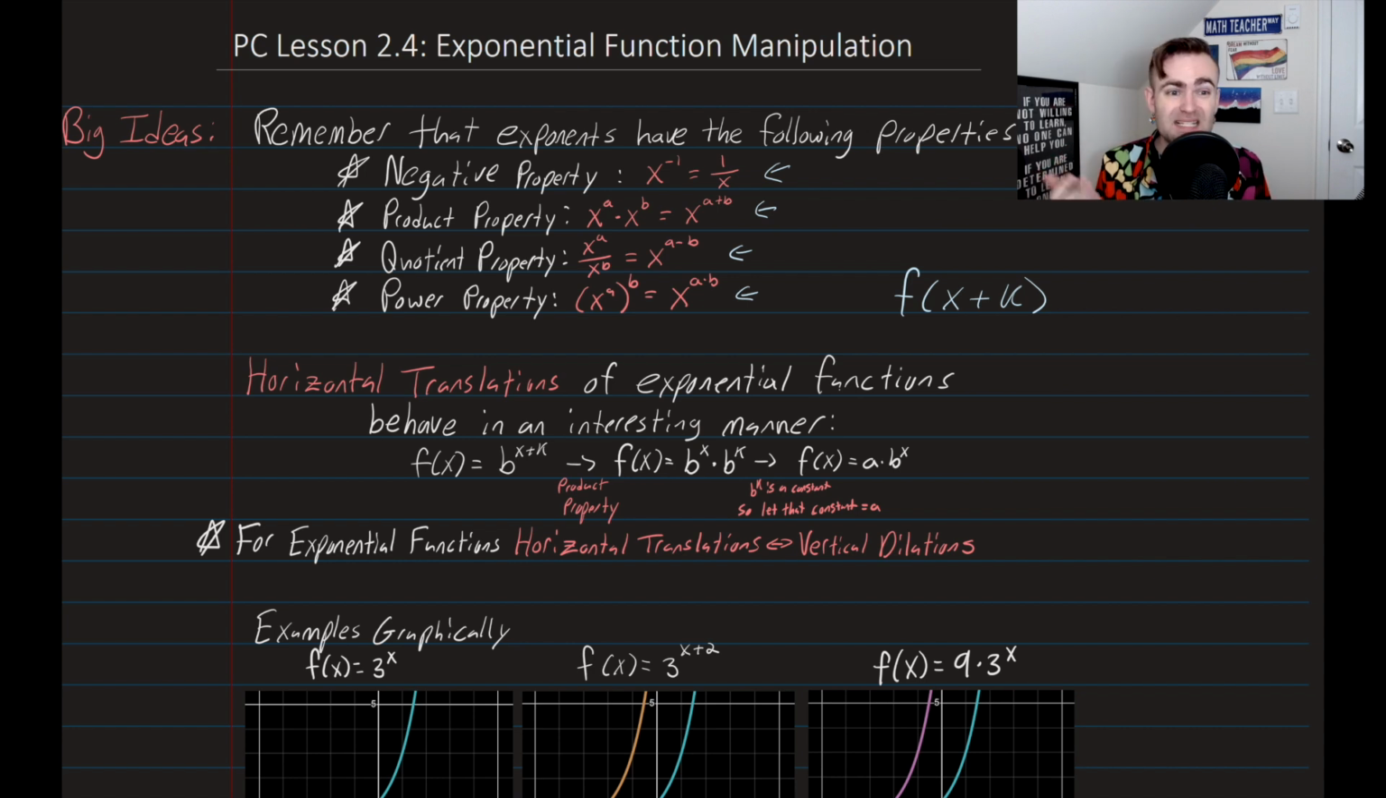So for our intents and purposes, let's replace it with a. So b to the k is equal to a, and that gives us f of x is equal to a times b to the x. What does that imply? Well, that implies that exponential functions have a unique property that horizontal translations and vertical dilations are equivalent. They are the exact same. How you go about them and the increments needed to produce the same result may vary, obviously, but shifting it horizontally is the same thing as stretching it vertically.